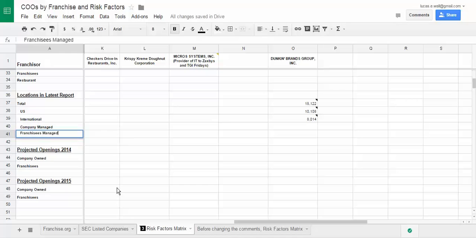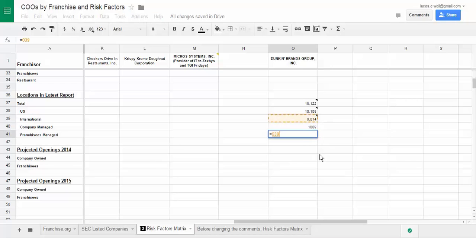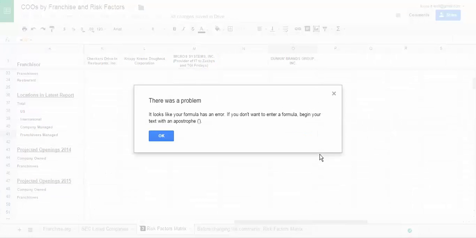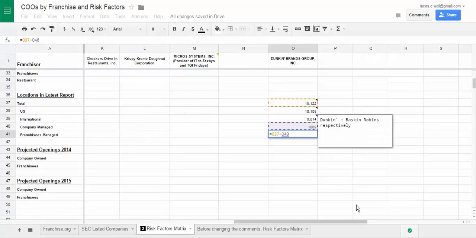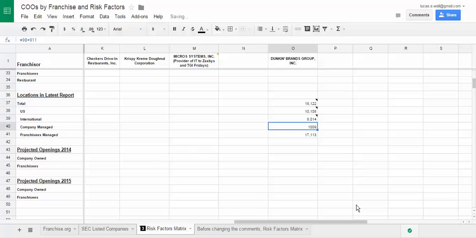Franchisees manage it, okay? So the distinction we want is basically these two, okay? It's 1009, and everything else, if we want to do a subtraction, is basically franchised. Okay, we keep the formatting of all numbers.